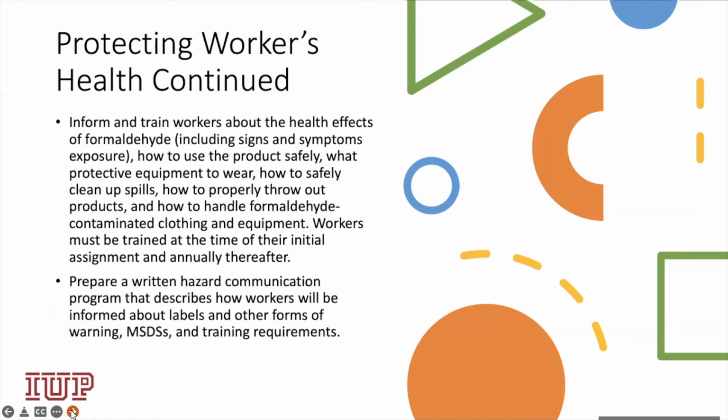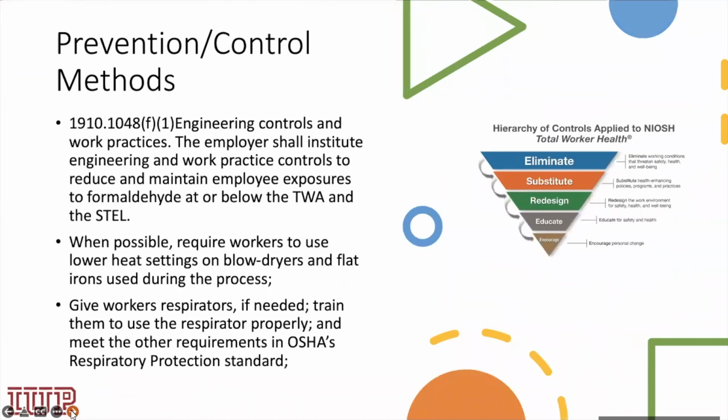To protect workers' health, it's important to prepare a written hazard communication program that describes how workers will be informed about labels and other forms of warning, material safety data sheets, and training requirements. So prevention and control methods, I have listed the hierarchy of controls that NIOSH applies to total worker health, which is to eliminate, substitute, redesign, educate, and then encourage.